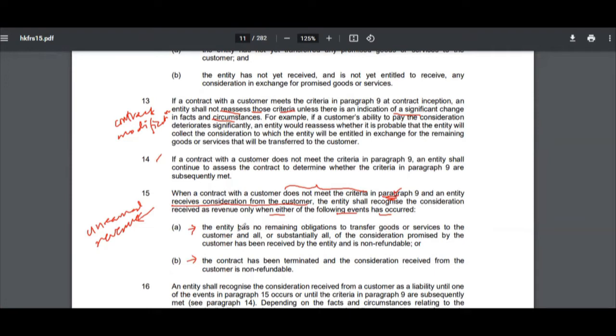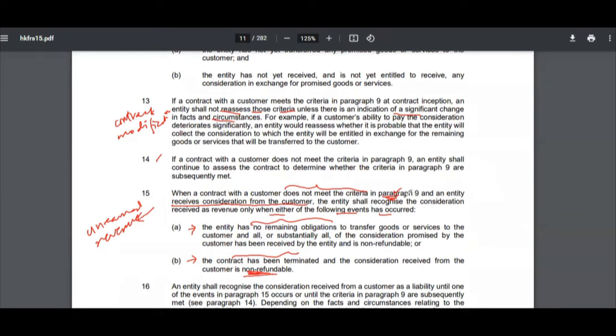Right, so you only recognize revenue when you have performed all goods and services, with no remaining obligations, right? Only then can the company actually recognize the revenue, or the contract has been terminated and the consideration received is non-refundable, right? So basically, the criteria for paragraph 9 is not met.